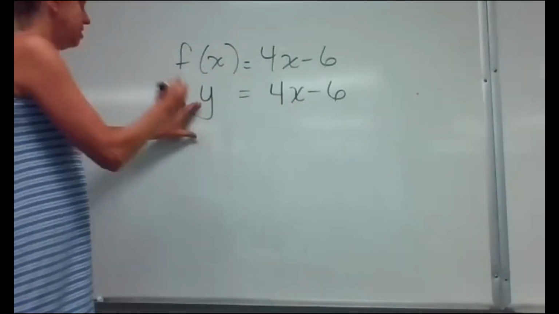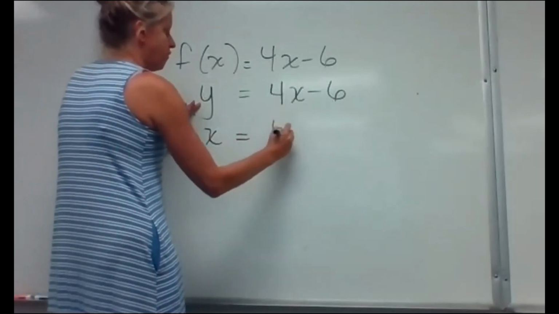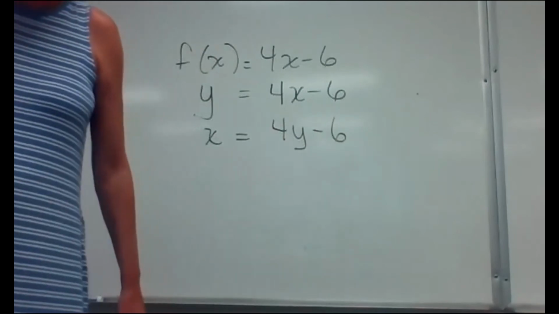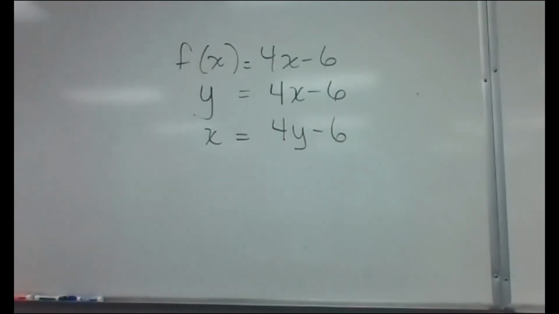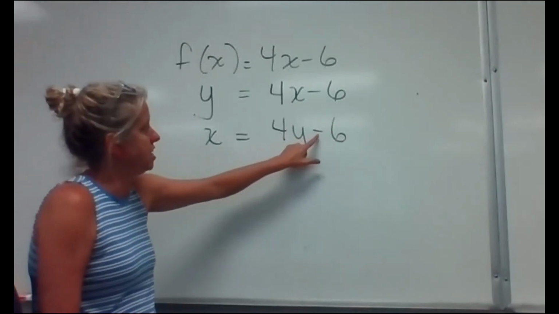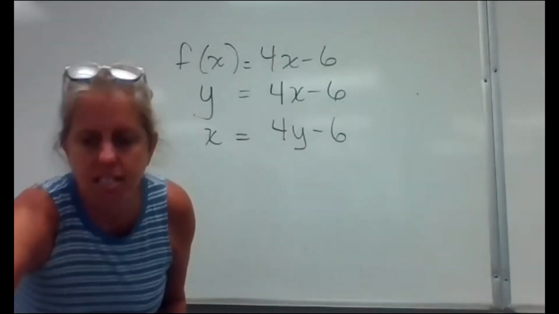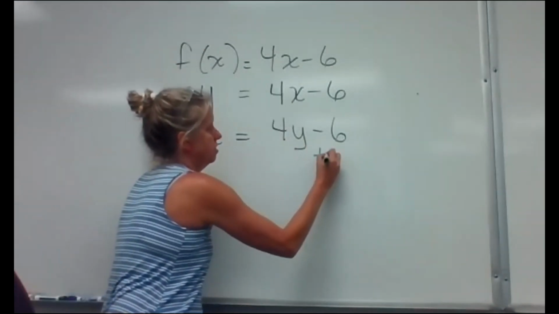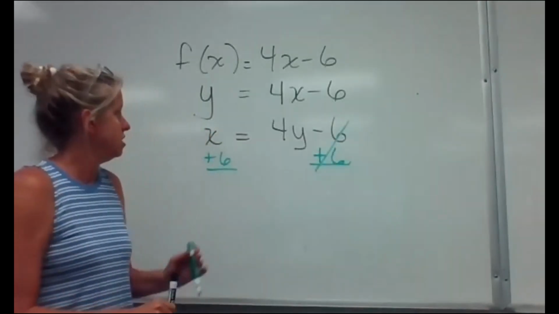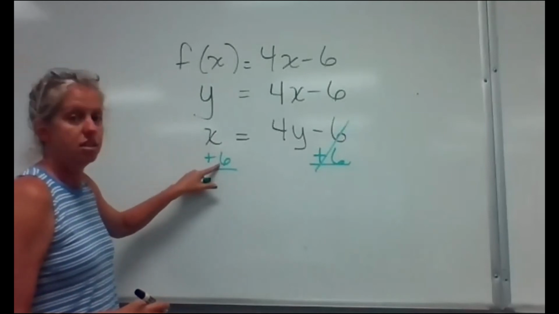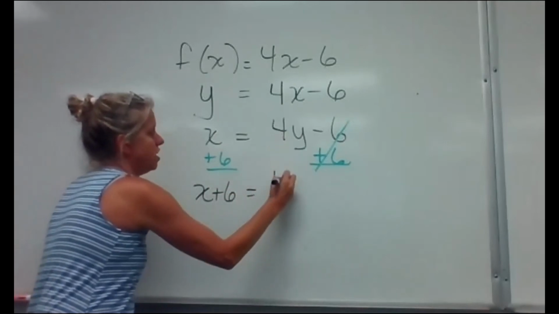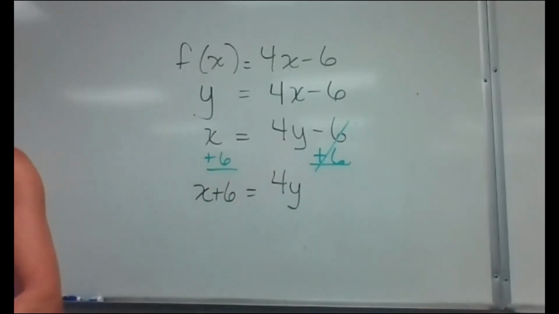Invert x and y. So x equals 4y minus 6. Now solve it for where the y is now, which means I want this by itself, which means I need to get rid of the minus 6 with a plus 6. So let's see, what do you have over here? X plus 6 equals, you still have 4y over here.